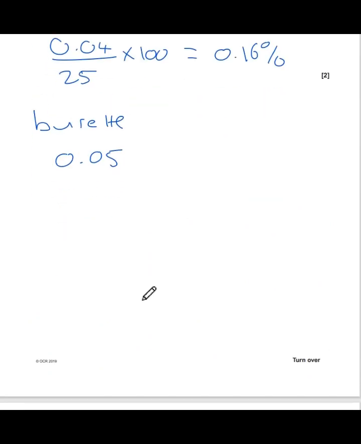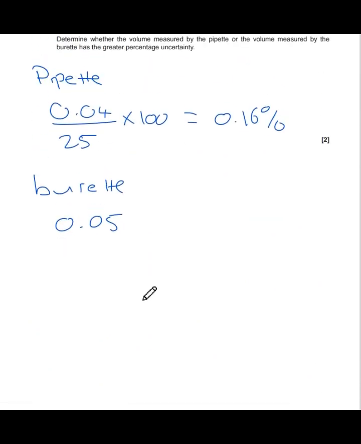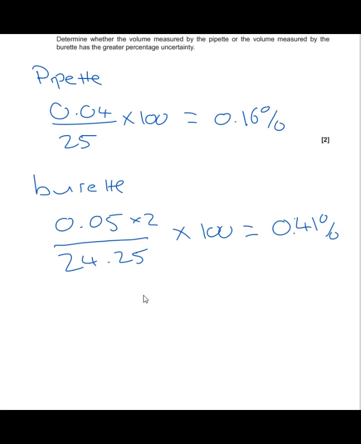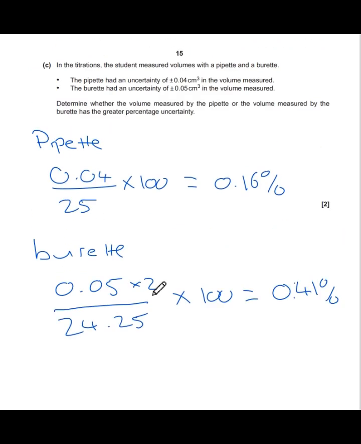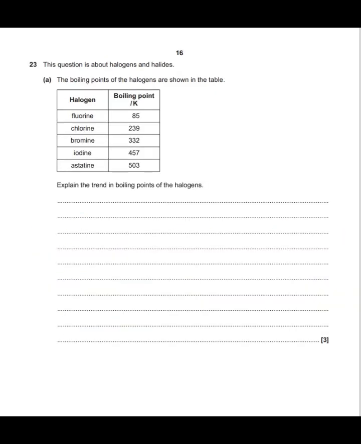So that we show that in the equation, the uncertainty is 0.05 times 2, because once for the initial and once for the final, over the volume that was read, which was 24.25 times by 100, gives an uncertainty of 0.41%. So you can see that the burette.